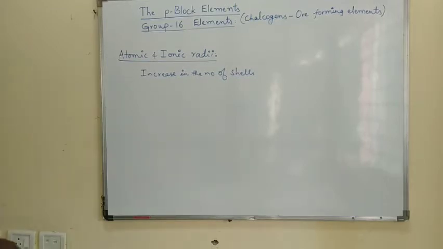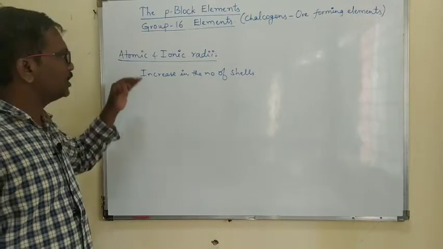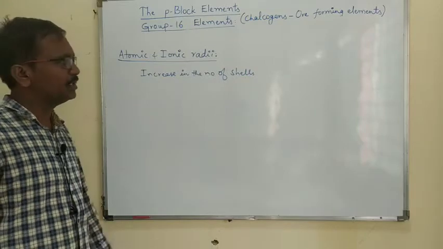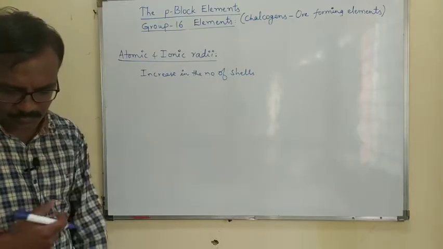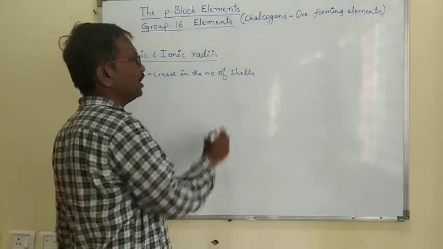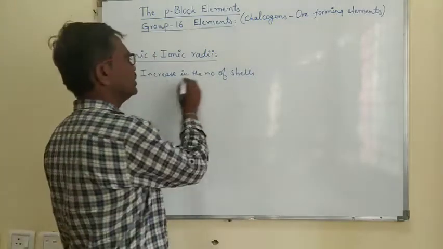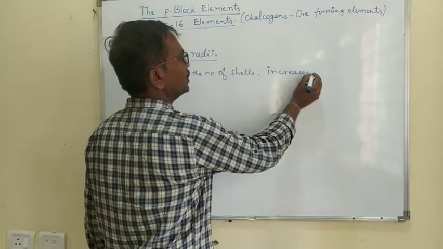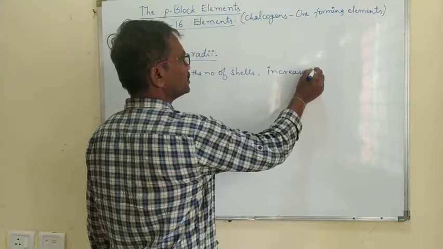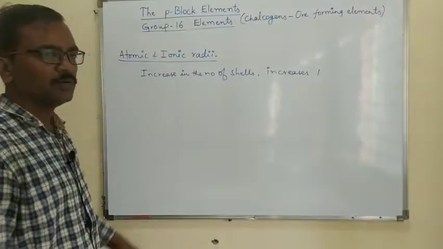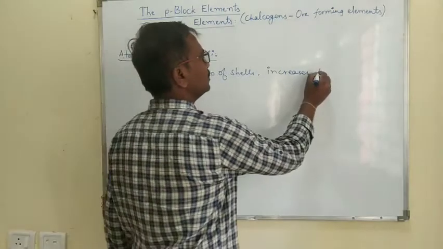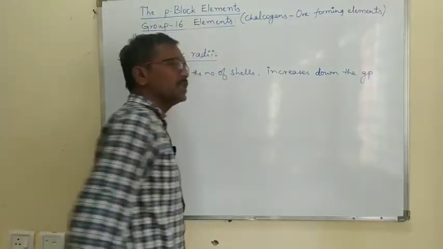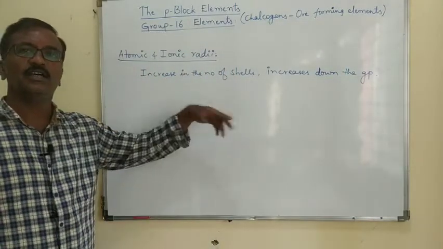Then all these are general characteristics. Atomic and ionic radii: with an increase in the number of shells, generally the atomic or ionic radius increases down the group, right? Why does it increase? Because of the increase in the new shell.